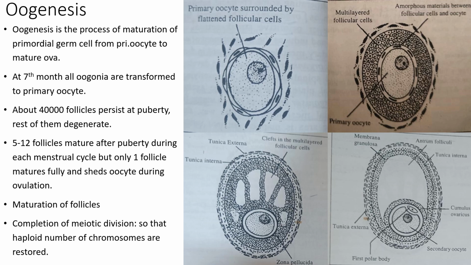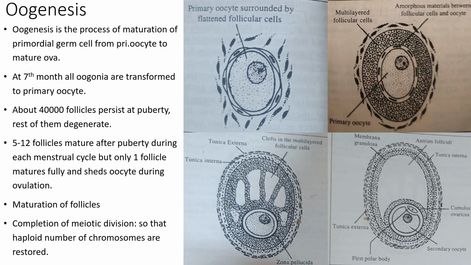So we have seen that the primordial germ cells have entered into the cortical region of the ovary, undergo mitotic division, and form oogonia. So at third month of intrauterine life, these oogonia will start enlarging and they will differentiate into primary oocyte. By seventh month, all the oogonia are transformed to primary oocyte, and these primary oocytes will enter into prophase of first meiotic division.